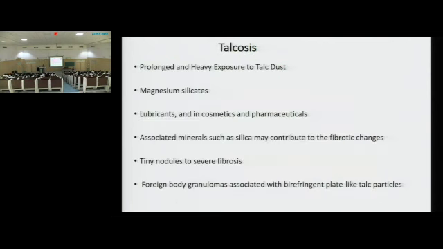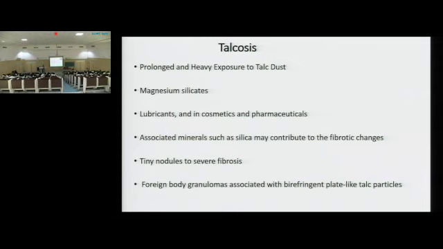So talcosis. What is talcosis? It is due to prolonged exposure to talc dust. It is mostly due to magnesium silicates. They are used as lubricants and in cosmetics and pharmaceutical industries. Those persons who are working in pharmaceutical, cosmetics and lubricant industries will develop this talcosis.